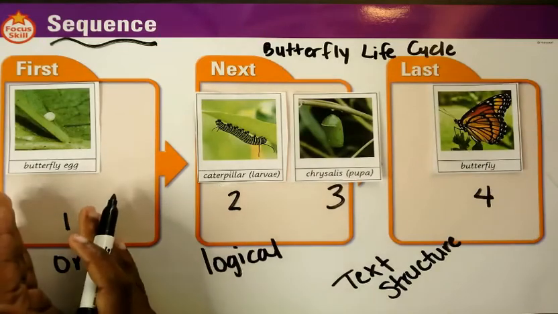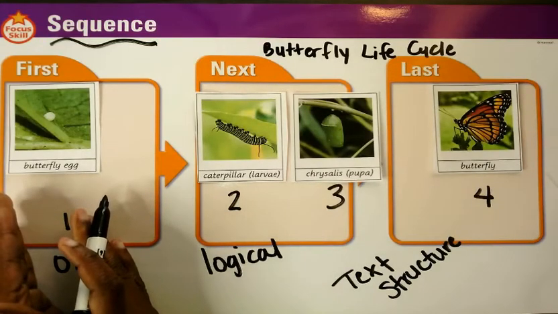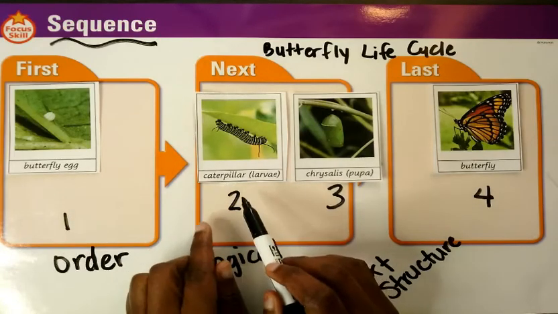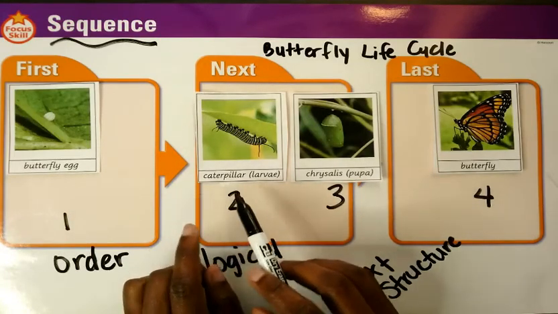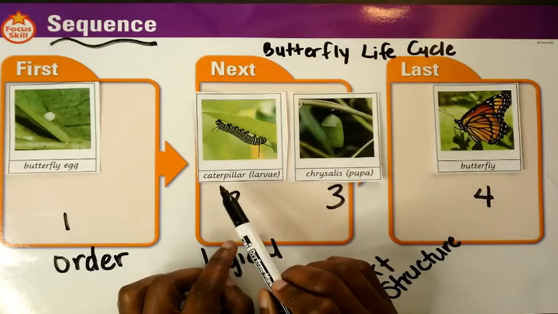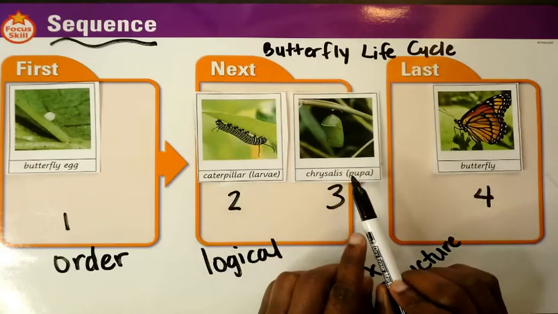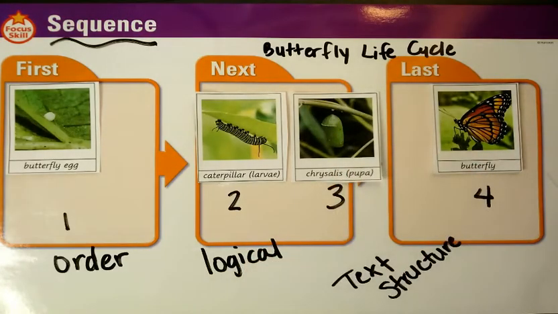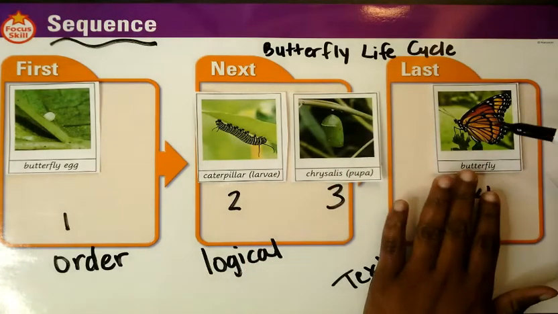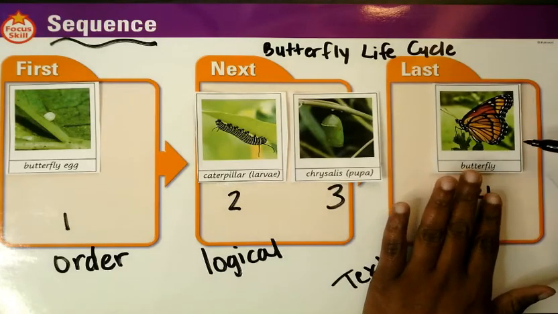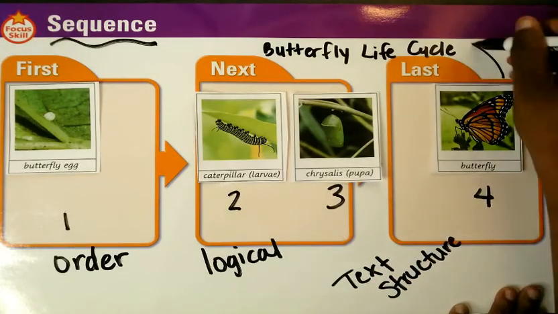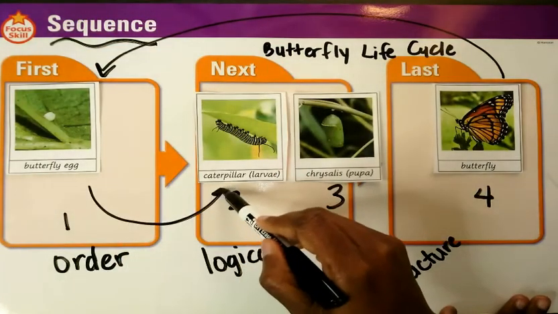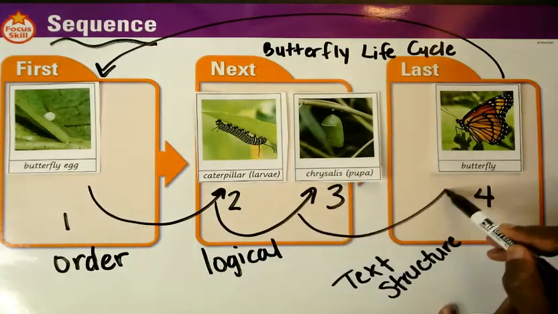So first, we had the butterfly egg, then the egg hatched into a caterpillar. Then the caterpillar ate, and after eating all that food, it formed itself into a chrysalis upside down on the twigs, like you see here in the photograph, and it stays there while it finally turns into a beautiful butterfly. The butterfly does the same thing again by laying eggs, then using the same logical order.